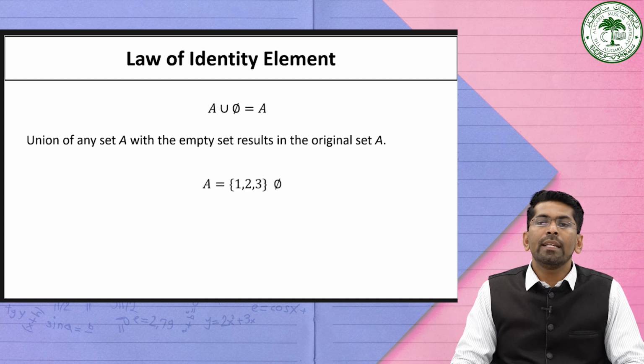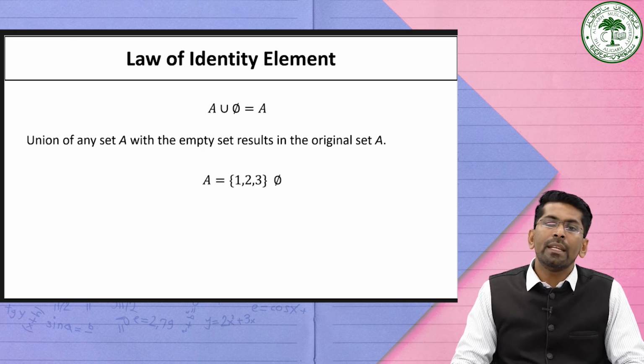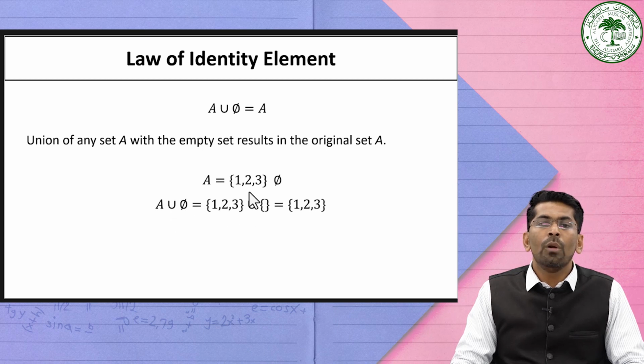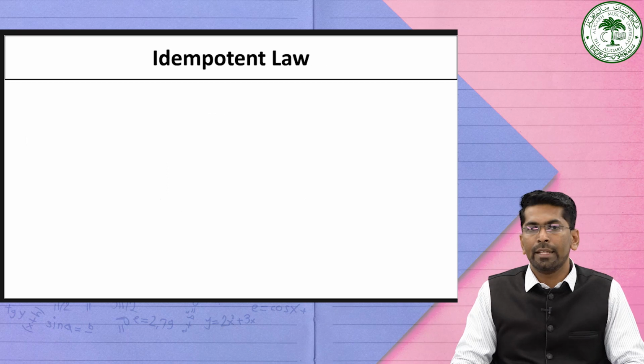Consider set A equal to {1, 2, 3}, and we have another set, that is phi, the null set. Then when you perform the union of set A with the empty set, that is A union phi, which is {1, 2, 3} union phi, it is also equal to {1, 2, 3}. Hence we can say that A union phi is equal to the original set.